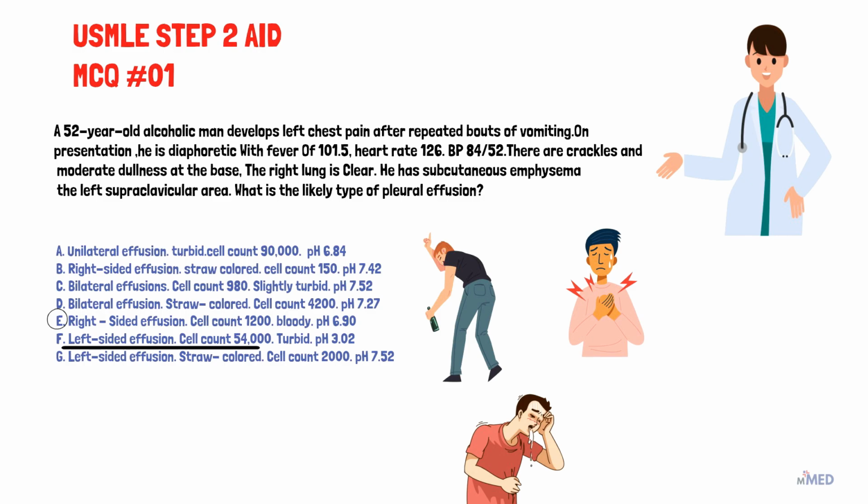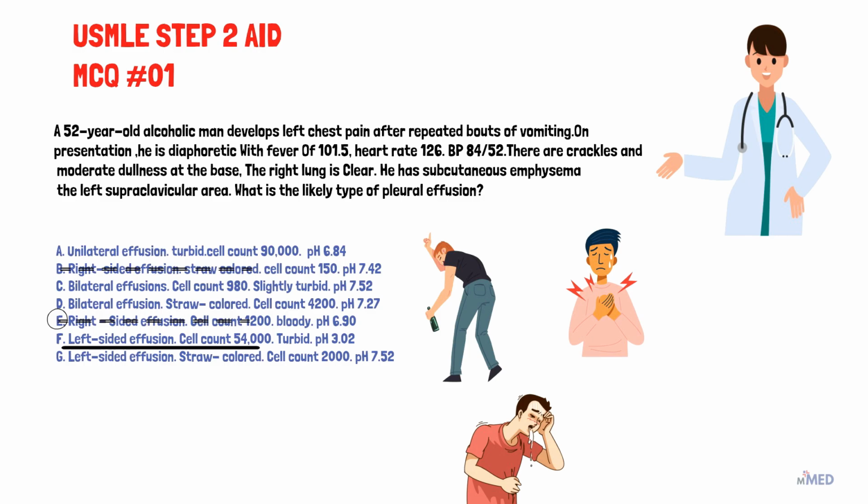Now, let's consider right-sided effusion. The right-sided effusion described in the case is straw-colored with a cell count of 150, which includes 20% mesothelial cells. The pH of the effusion is within the normal range at 7.42. These findings do not match the patient's left-sided symptoms and are not suggestive of infection or inflammation. Therefore, we can eliminate right-sided effusion as the likely type in this case.